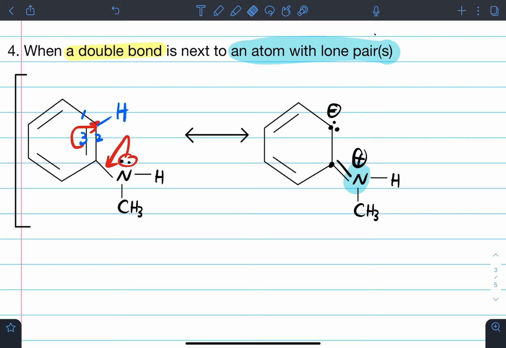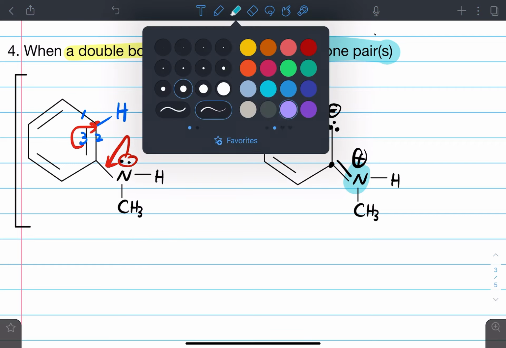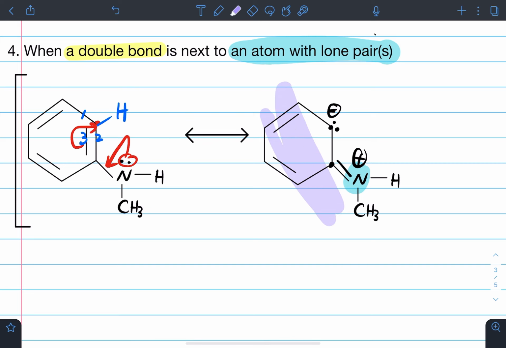So let's take a close look at this structure. Is this the end of my resonance structure? Does the resonance keep going? Actually, it does. Why? Since I have a negatively charged carbon here next to a double bond, right?